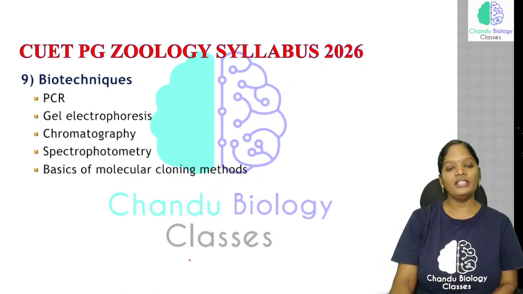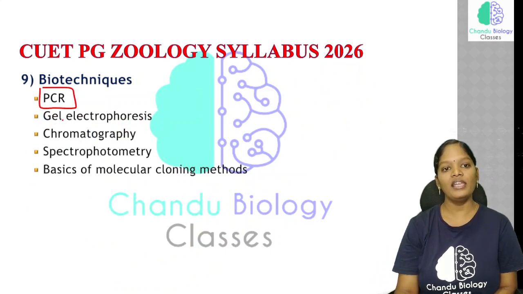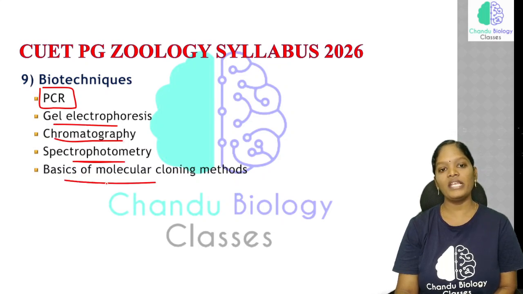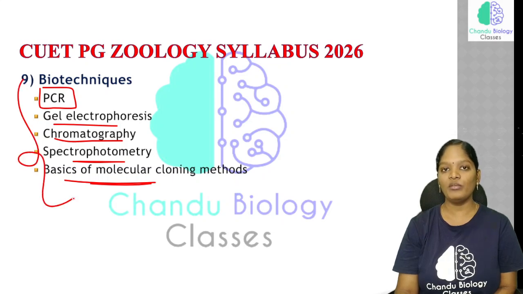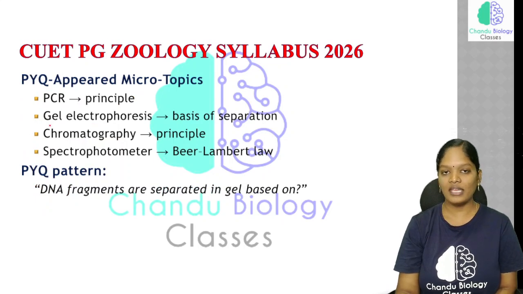In biotechniques, we have instruments and methods: PCR, gel electrophoresis, chromatography, spectrophotometry, basics of molecular cloning methods. All these methods are very, very important. We should not skip these techniques. In the PYQ, we have the same instruments. We are expecting a question.